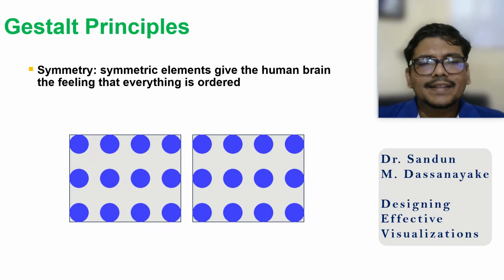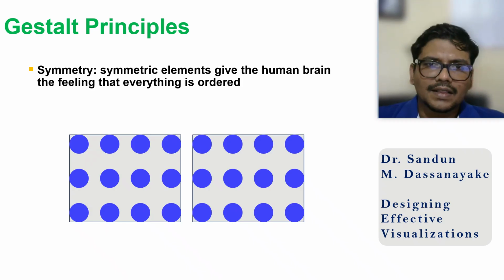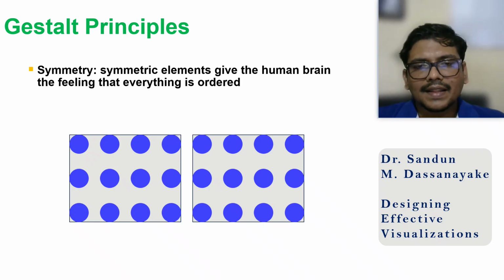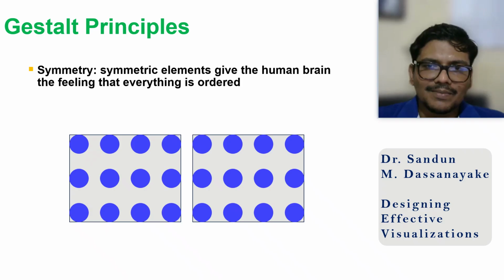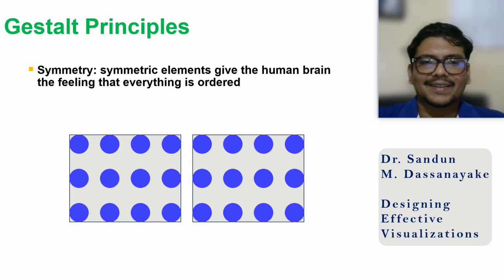Do not let symmetry override the encoding rules that we discussed. The shape of a chart should still be driven by position, length, accuracy, not forced into visual balance for its own sake.